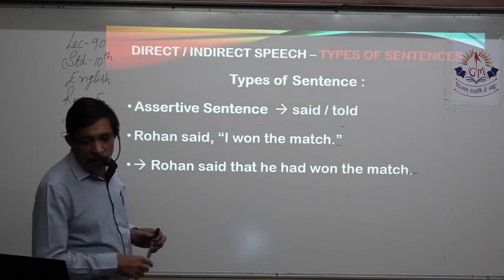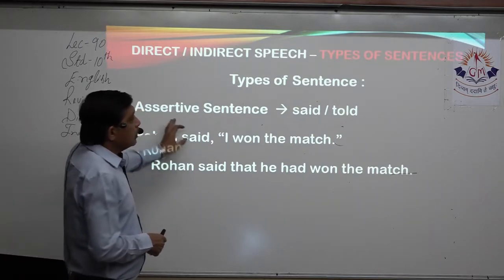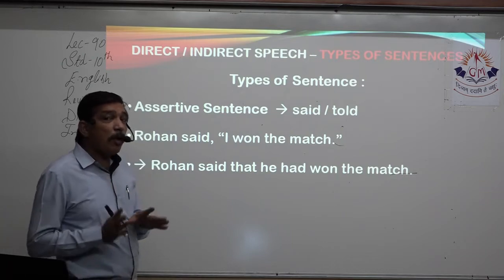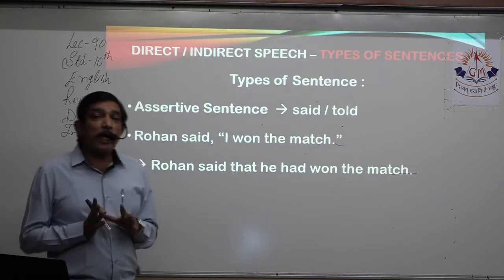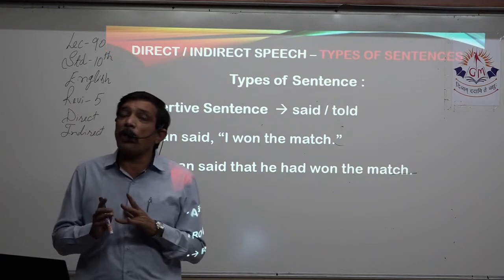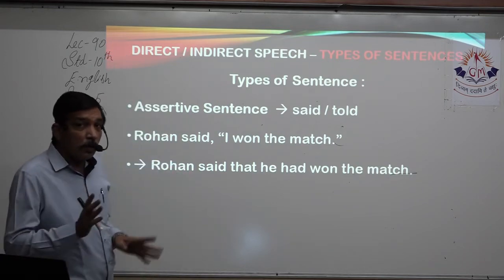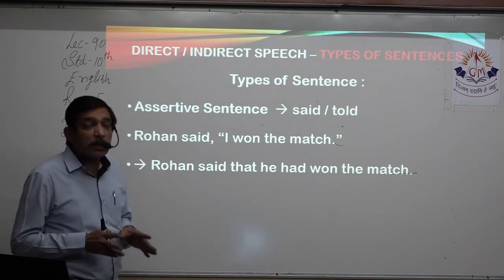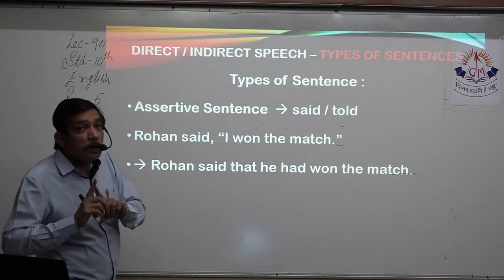Now we come to types of sentences. Assertive sentence: said or told. It's very important where you will use "said" and where you will use "told." Everywhere you will not use "told," right? So this explanation is the clarification about where you will use "said" and where you will use "told."